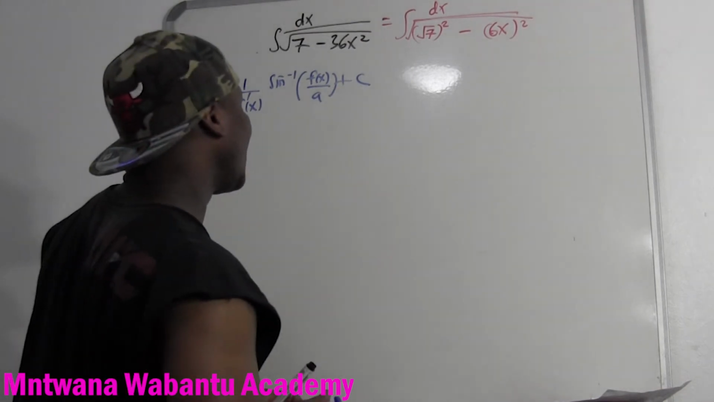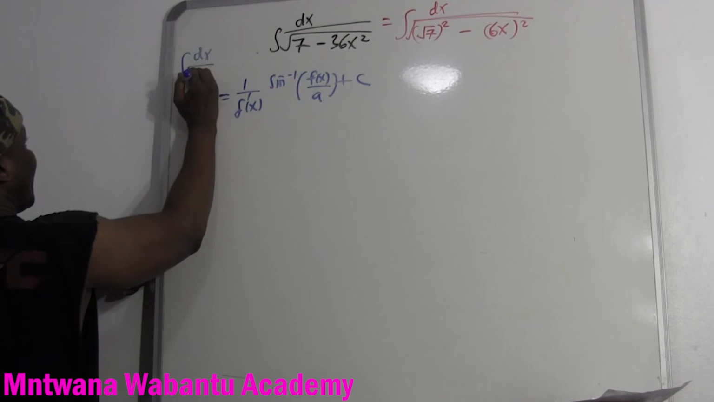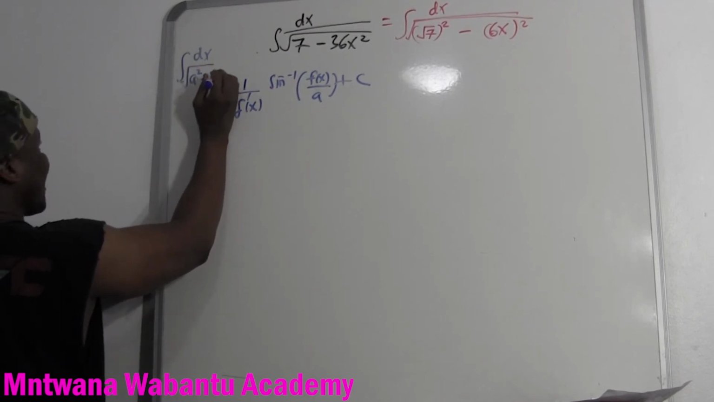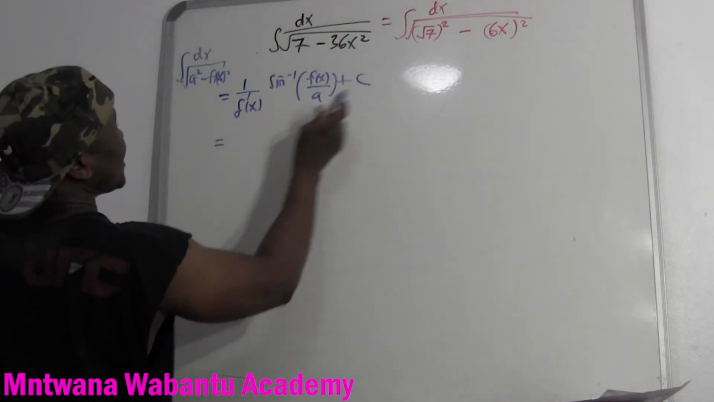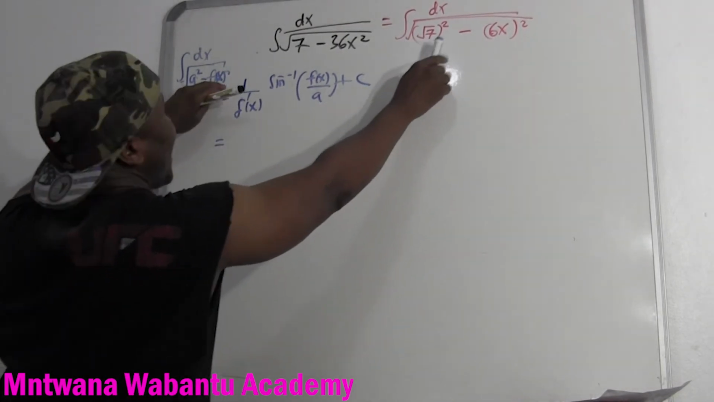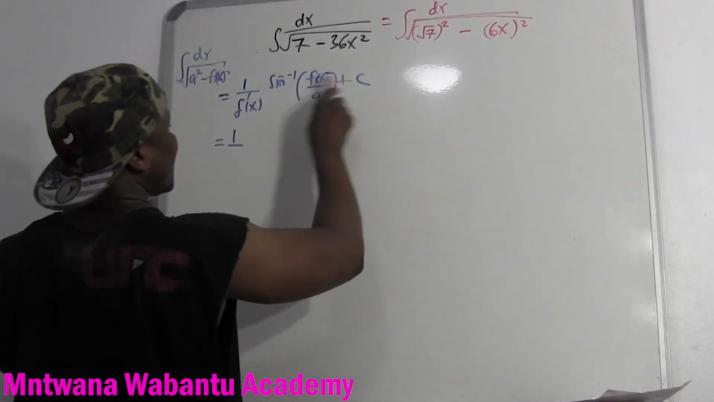So you do the same thing. This happens if you have a square minus f(x) square. So we get this. For this case, the same thing: a square minus f(x). Now 1 over differentiate f(x), because it must be f prime.